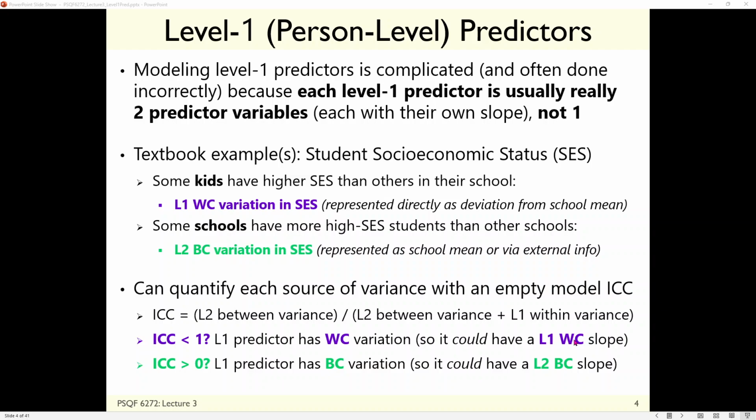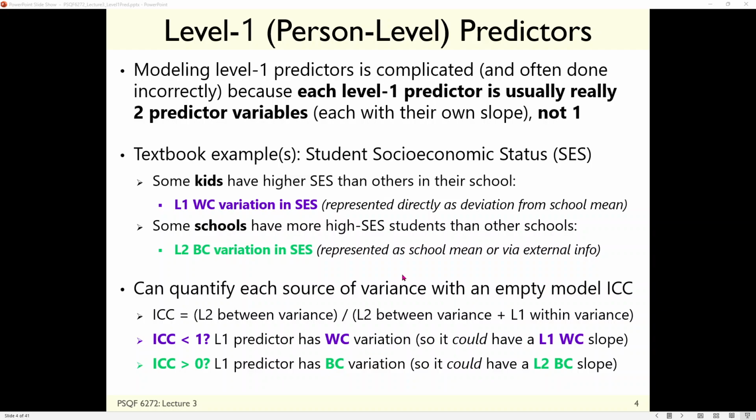Differences between people from the same cluster in the predictor can relate to differences between people from the same cluster in the outcome. If the ICC is greater than 0, then you know it has at least some level 2 between cluster variation, and therefore it can have a level 2 between cluster slope, meaning the average amount of the level 2 predictor for a school can predict the average level 2 outcome for a school. So having variance at that level is a logical prerequisite to then showing slopes at that level. So this would be the first thing I would check: can it have a level 1 slope, can it have a level 2 slope, or can it be both?